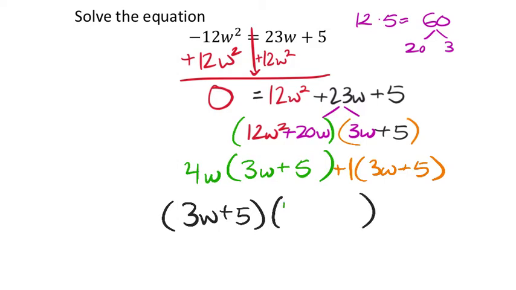Okay, so what do I have left? Well, I have the 4w, and if I didn't have that plus 1 there, then I'd be stuck on what to do. But I have it, so I now know what to do. So this all equals 0.